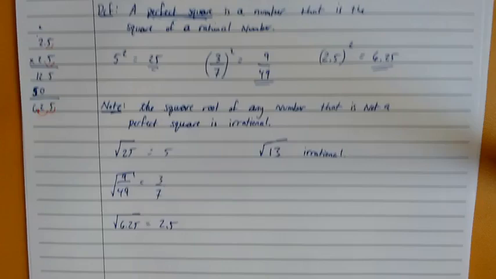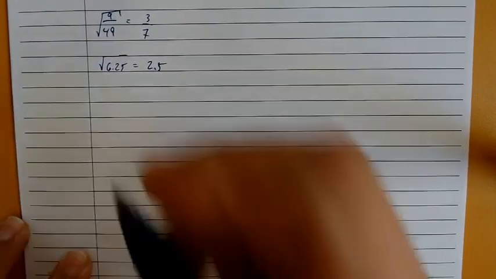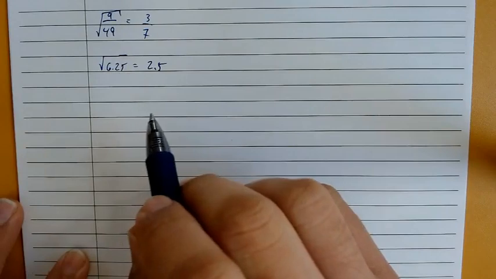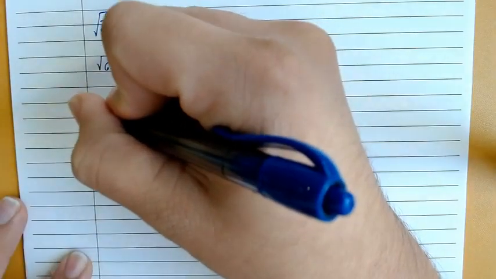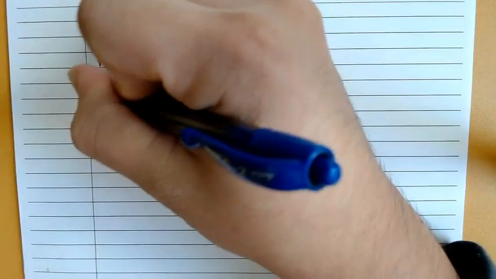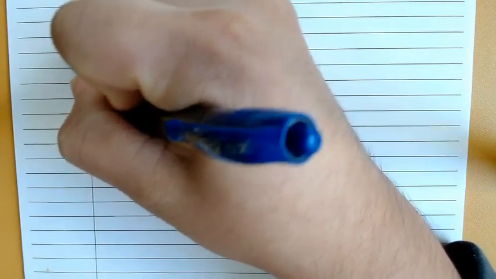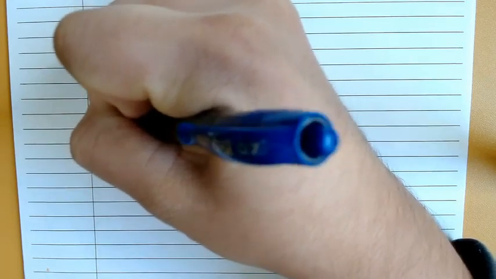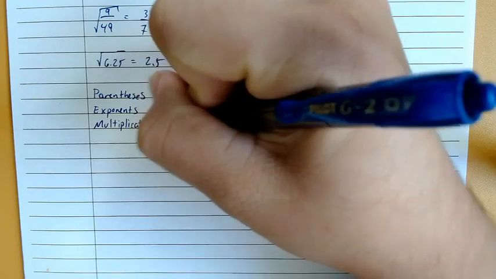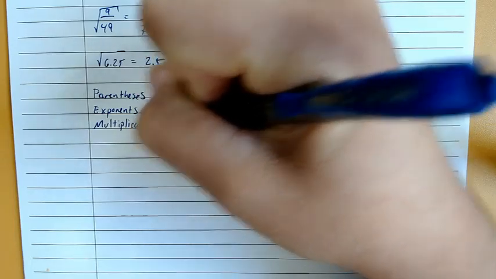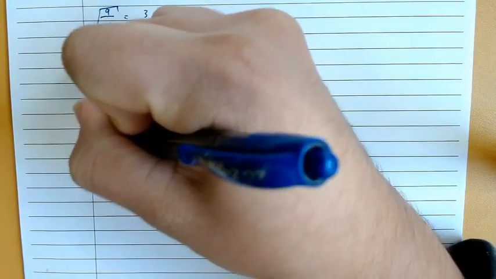All right. So now let's talk about the order of operations. Remember, whenever you handle different operations within the same problem, addition, subtraction, multiplication, division, you're going to have an order in which you handle these operations. You're going to have parentheses. You're going to have exponents. You're going to have multiplication, division. And you're going to have addition, subtraction.